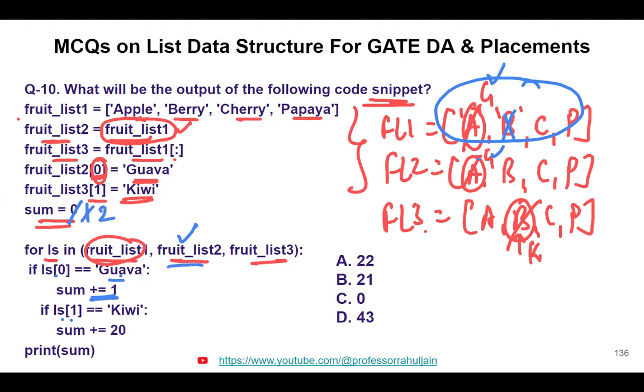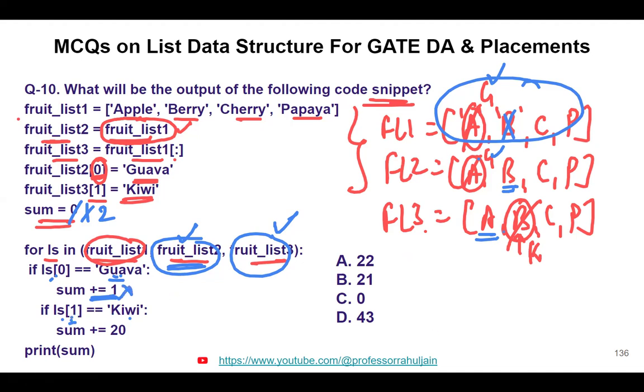Okay. In the same list 2, is list[1] equal to kiwi? The first index element here is not kiwi. It is berry, so we are not going to update the sum. And next, fruit list 3. Check here in fruit list 3, is list[0] guava? The 0th element here is apple, not guava, so sum equal to sum plus 1 did not happen here.